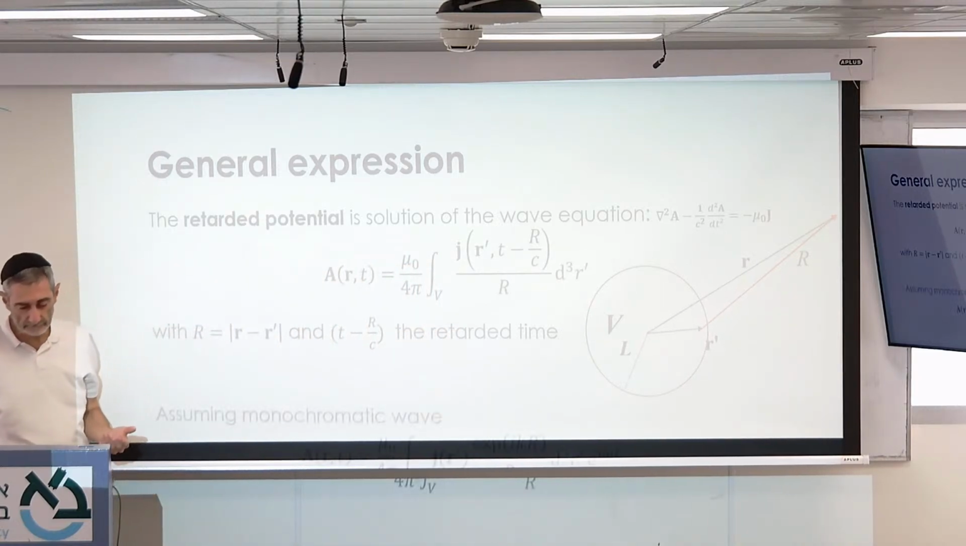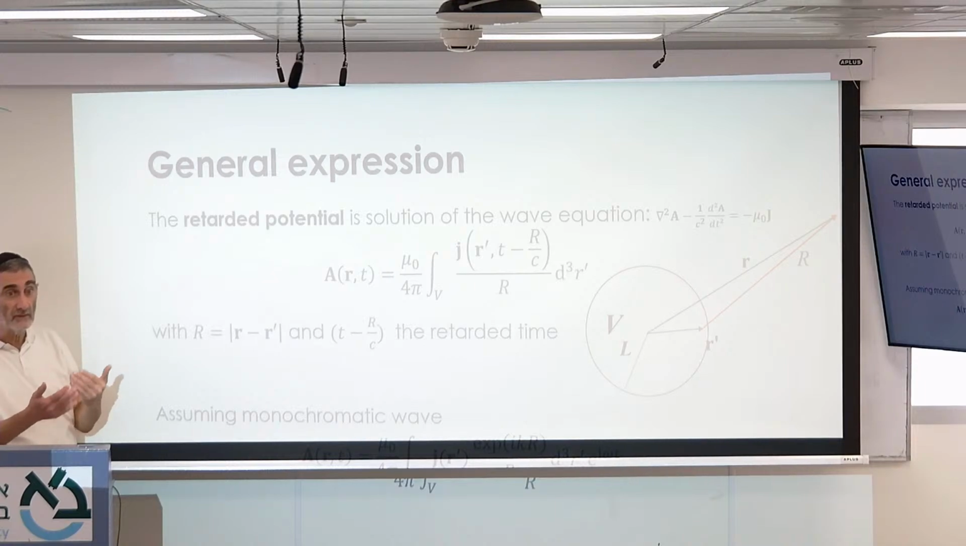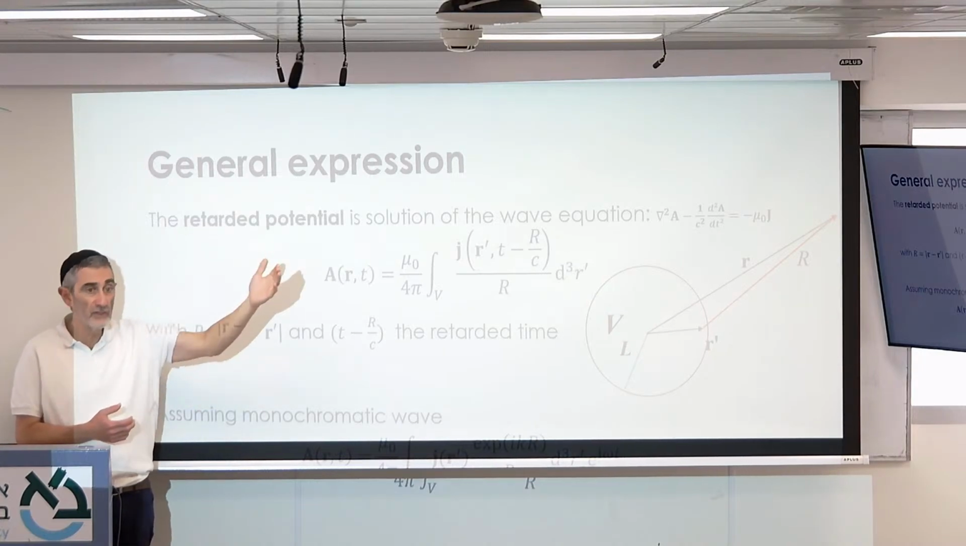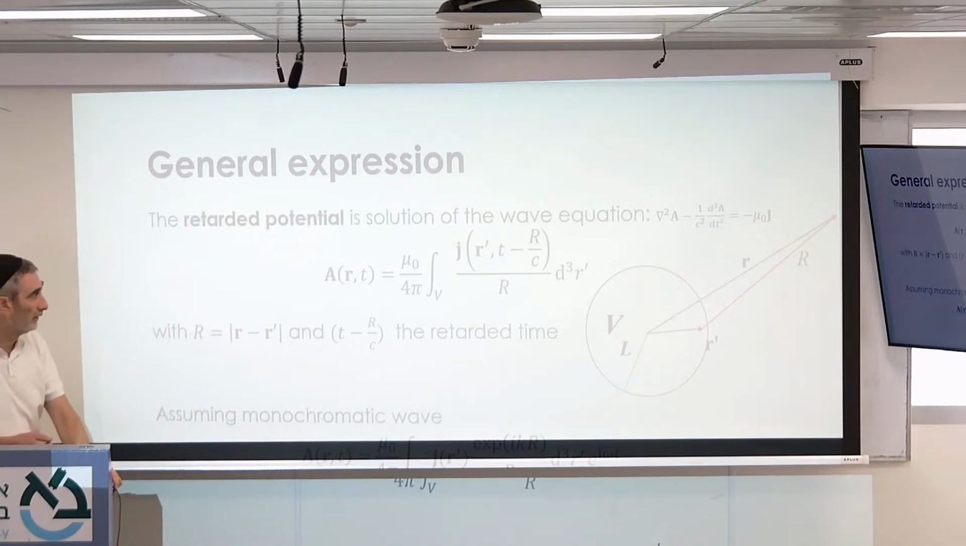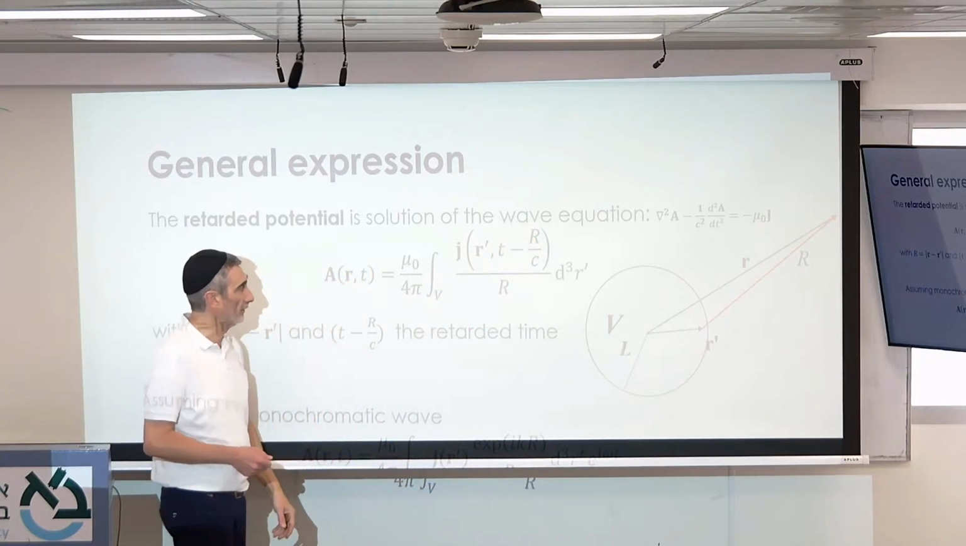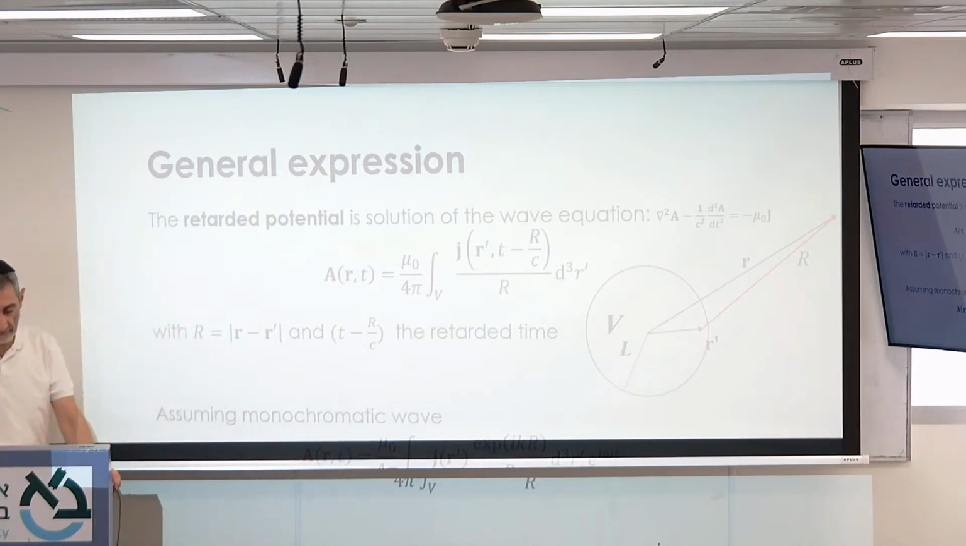For that reason, you have to take into account the retardation, the delay between the oscillation of your dipoles and the time it takes for the radiated field to reach that particular point. This is introduced here by this term. So c is the speed of light, and R is the distance from the dipole to the position where we measure the field.